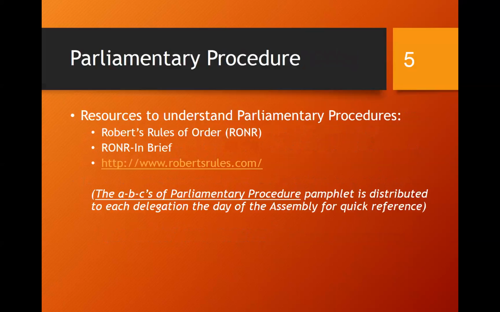You do not have to have the Robert's Rules of Order book to actually understand parliamentary procedure. It is not a prerequisite for being a representative, but if you are interested, there are some other resources that are out there that you can find on the internet. And then also we have at the Assembly what's called the ABCs of Parliamentary Procedure. It's a brief pamphlet that actually does a great job of describing an overview of Robert's Rules of Order, and it serves as a great quick reference.